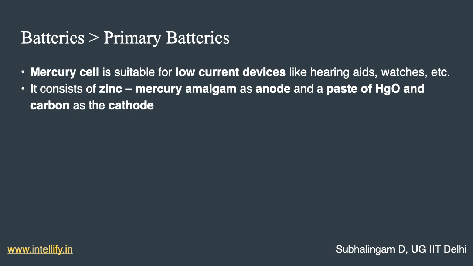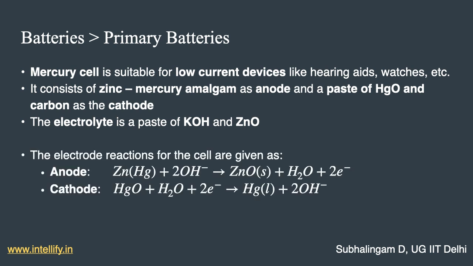So what's the cathode and anode for the mercury cell? The anode is zinc mercury amalgam and the cathode is a paste of HgO and carbon. The electrolyte is a paste of KOH and ZnO. So we have seen the anode, the cathode, and the electrolyte.